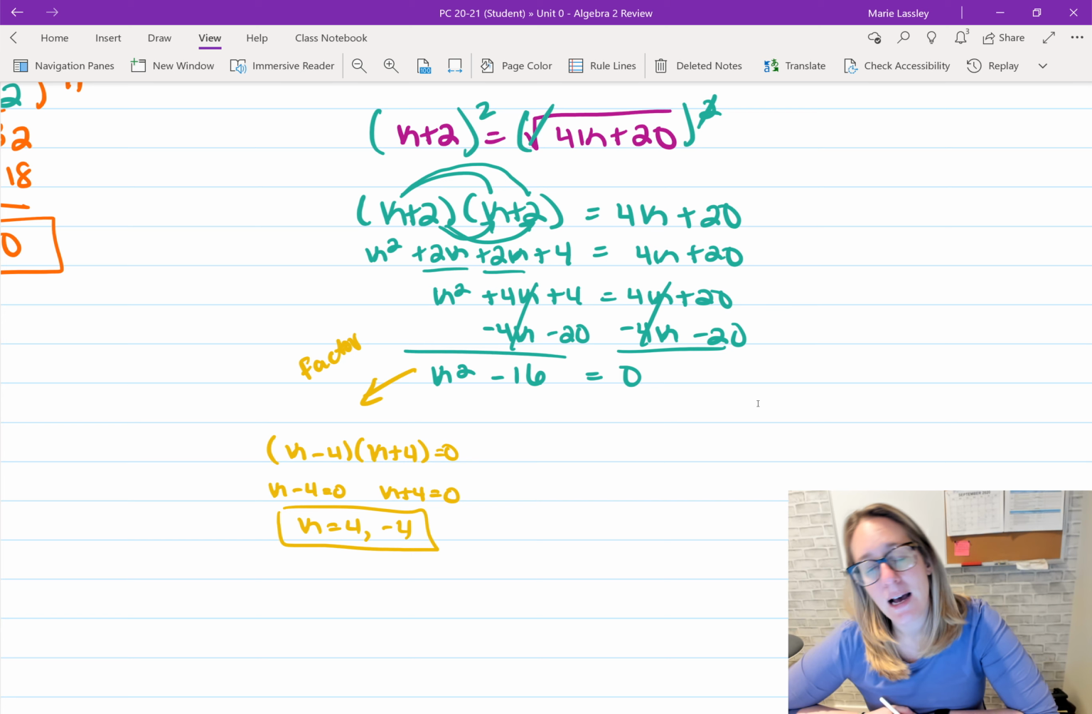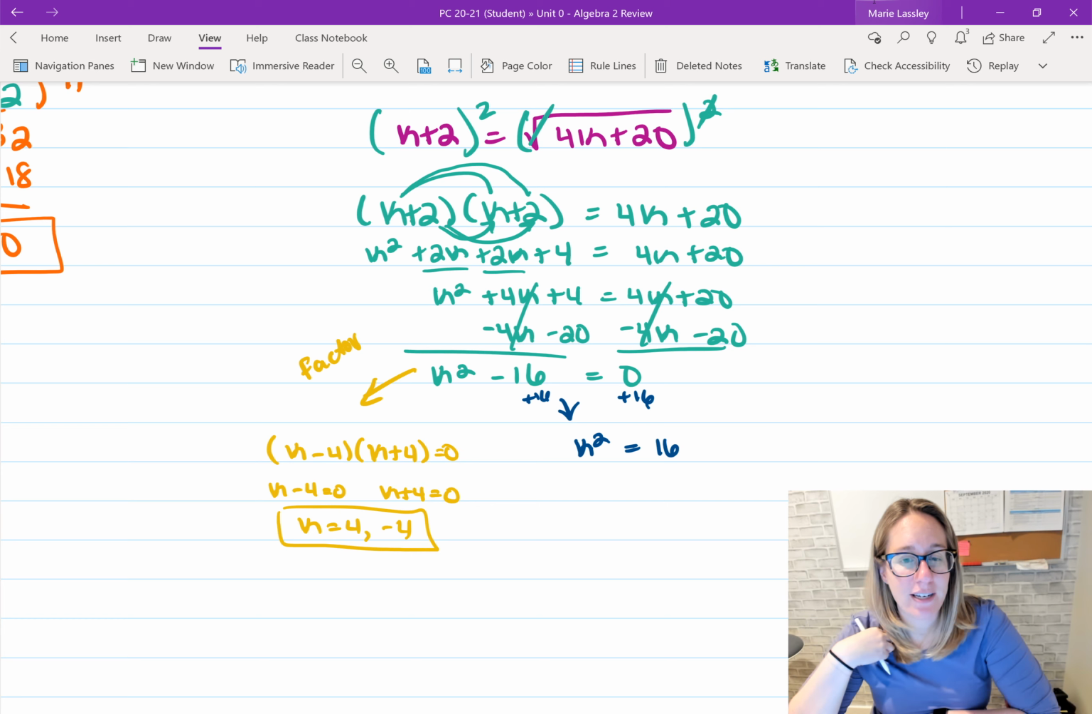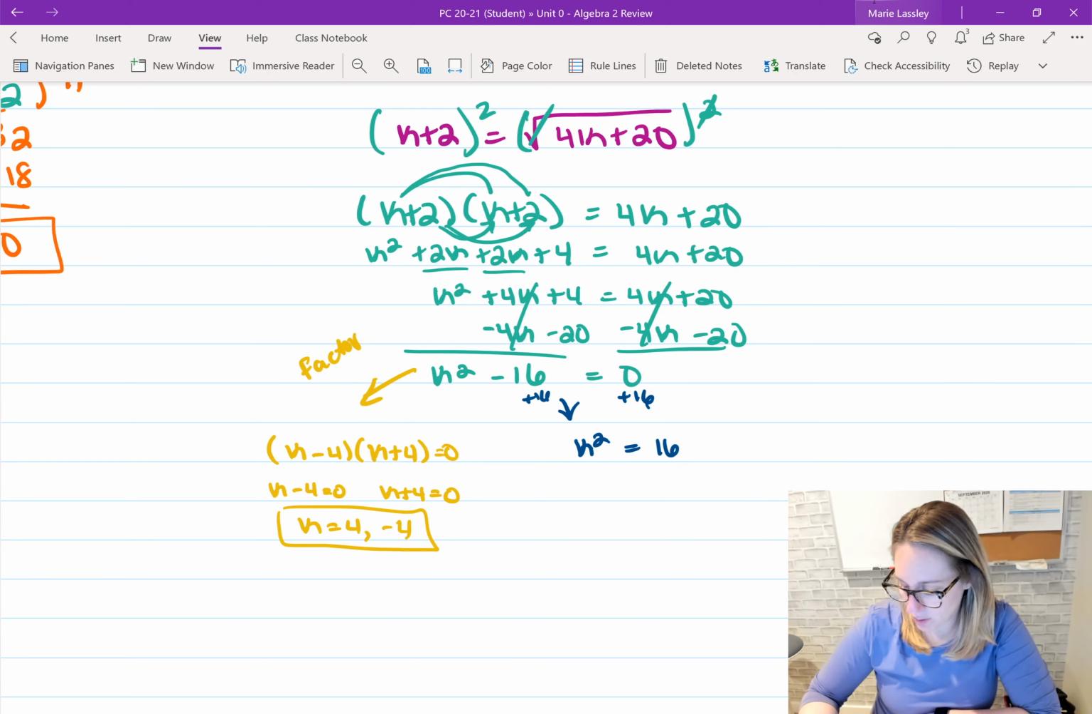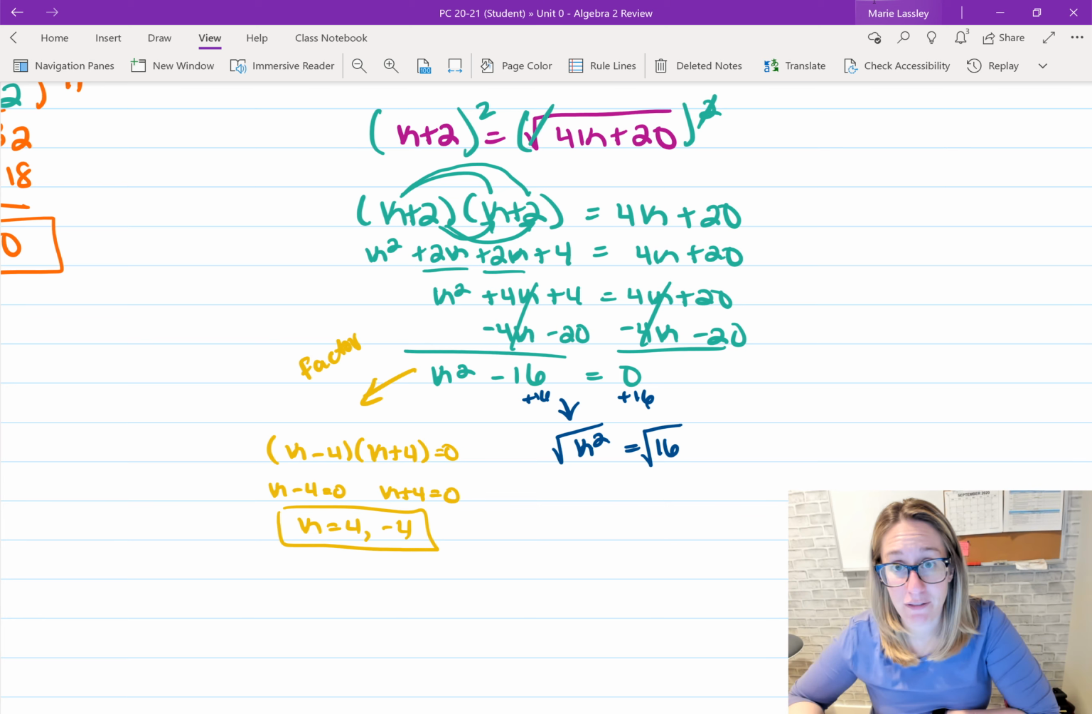So the other way that you can do this is by adding 16 to both sides. So we have k squared equals, so if I add 16 here, add 16 here, it gives me positive 16. Now to undo something squared, you have to take a square root. So we square root both sides, right? That's just using inverse exponents.